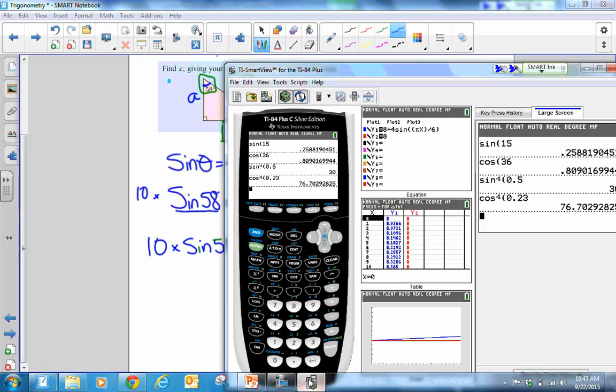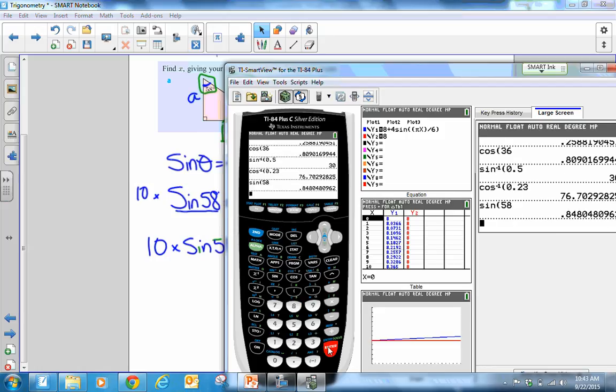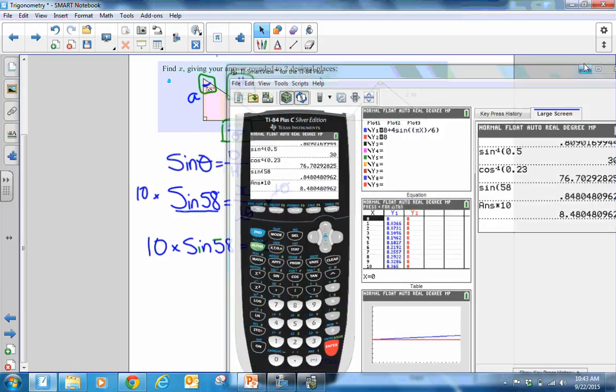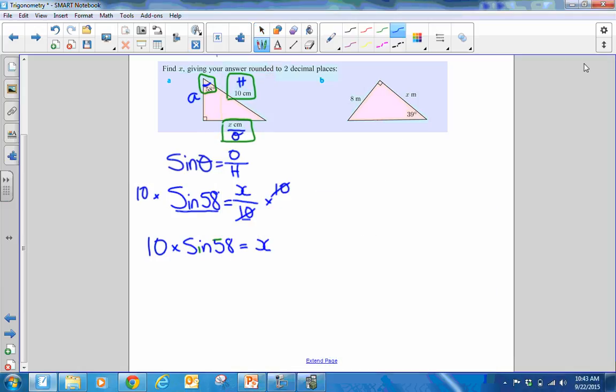So I need to go to my calculator. Sine of 58 equals 0.848, and I'm going to multiply that by 10. That's 8.48. So x is equal to 8.48. That's the value of x here. Okay, let's do the next one.